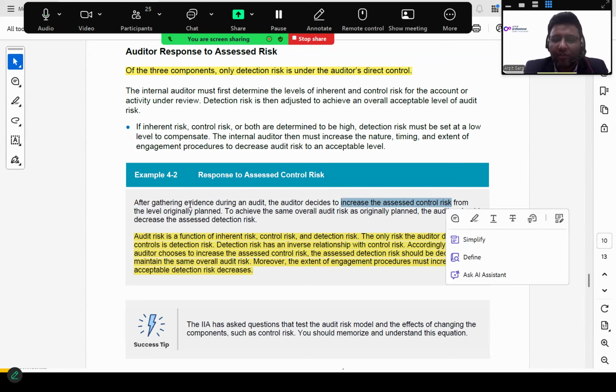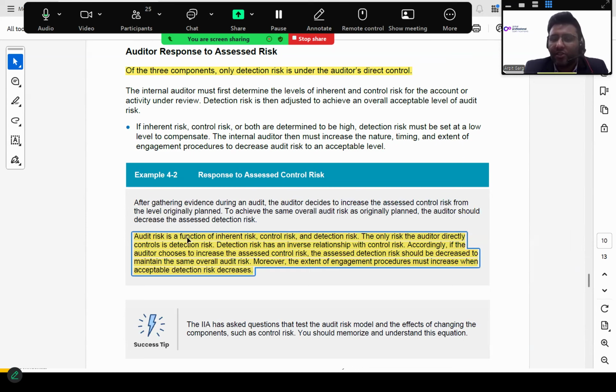So if you read this out, after gathering evidence during the audit, the auditor decides to increase the assessed control risk to achieve the same overall audit risk as originally planned. The auditor should decrease the assessed detection risk. So basically, the auditor should think it simple. If the assessed control risk is high, simply the assessed detection risk will be decreasing.